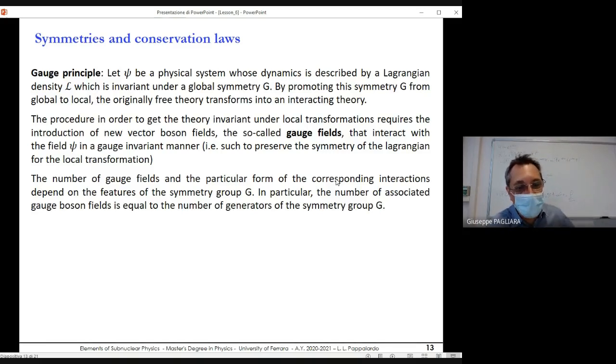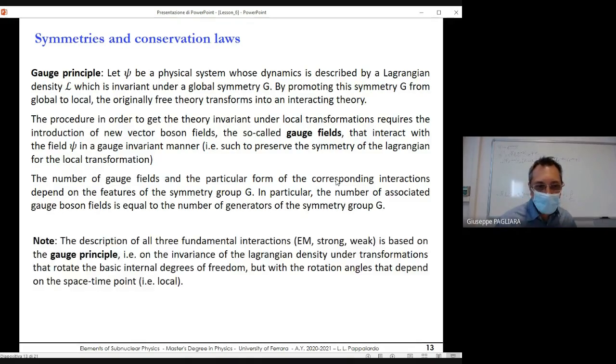The number of gauge fields and the particular form of the corresponding interaction terms depend on the features of the symmetry group G. In particular, the number of associated gauge boson fields is equal to the number of generators of the symmetry group G. So this is the gauge principle, which is at the basis of essentially all quantum field theories. Now, the description of the three fundamental interactions, so electromagnetic, strong, and weak, is based on the gauge principle, indeed. So, on the invariance of the Lagrangian density under transformations that rotate the basic internal degrees of freedom, but such that the rotation angles depend on the space-time point, so they are local. Or in other words, such that the parameter of transformation depends explicitly on the space-time coordinate. They are different in different space-time points.